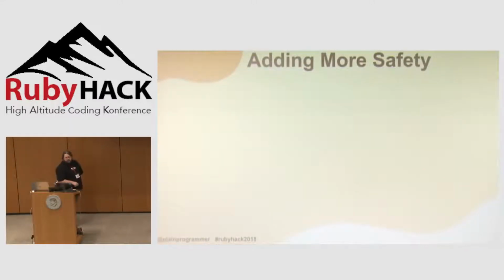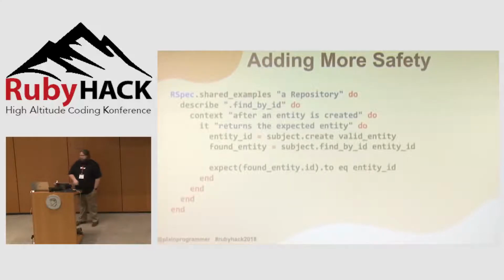First, we'll address find by ID's behavior after an entity is created. So for a call to find by ID, we're going to create an entity via the repository. We're going to store off the entity ID for that. And then we're going to call find by ID with that and expect that the ID on the entity that's returned matches the ID that was returned by the create call.